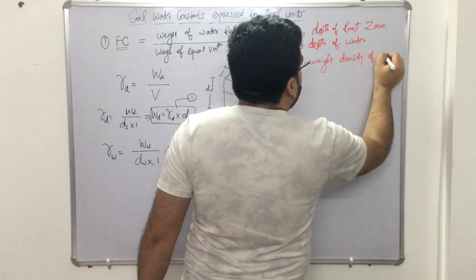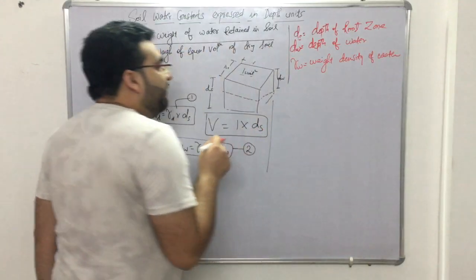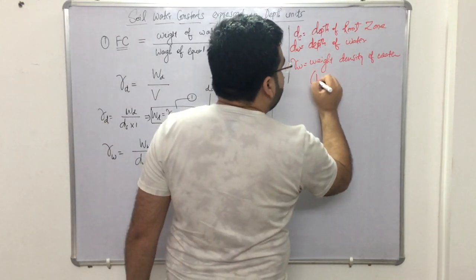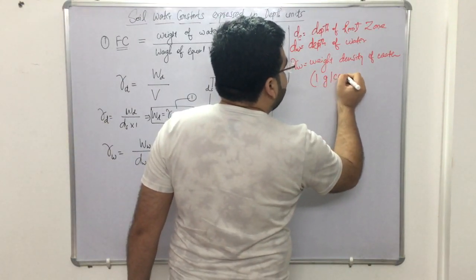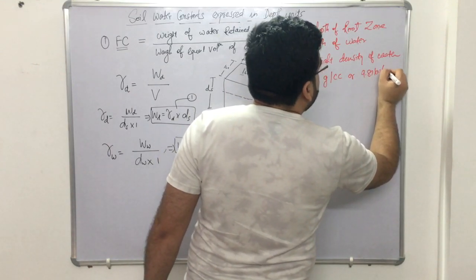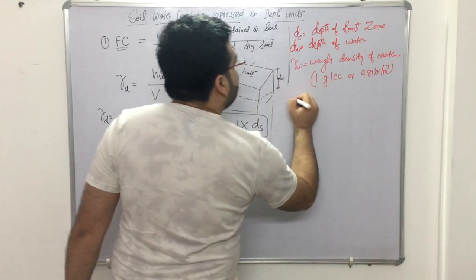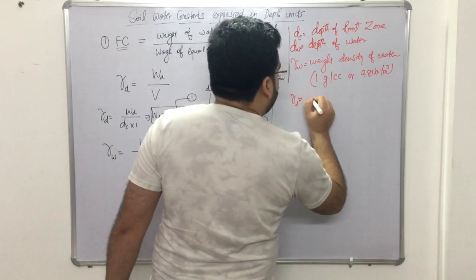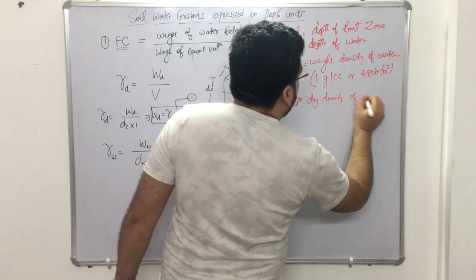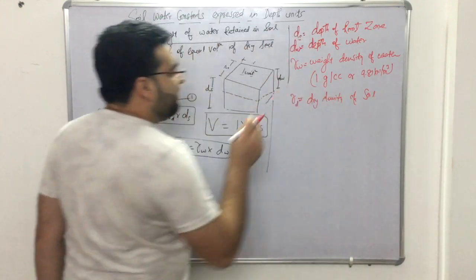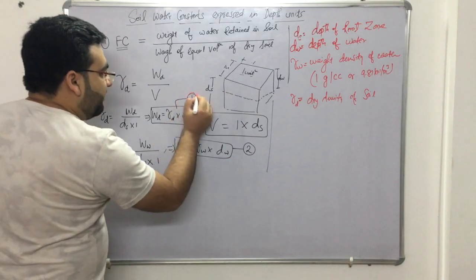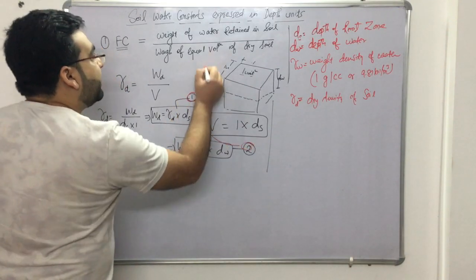If weight density of water is given to you, well and good. If it is not given to you, it is generally taken as 1 gram per centimeter cube or 9.81 kilonewton per meter cube. You must be knowing this, right? And gamma d is the dry density of soil, the dry weight density of soil. Clear?